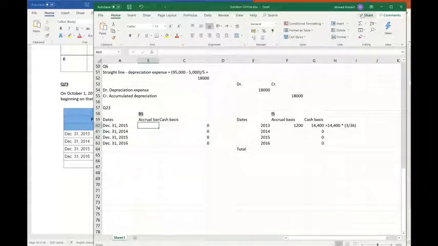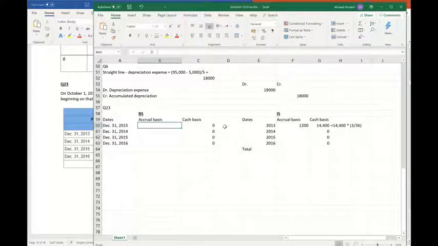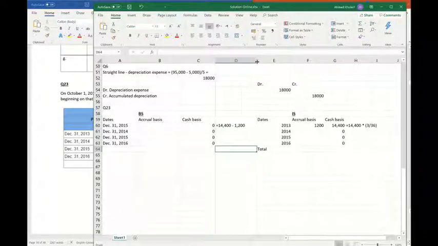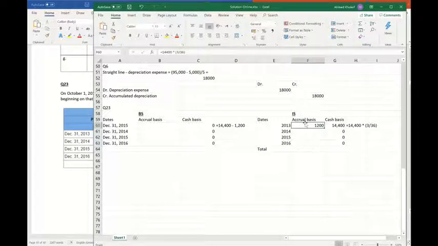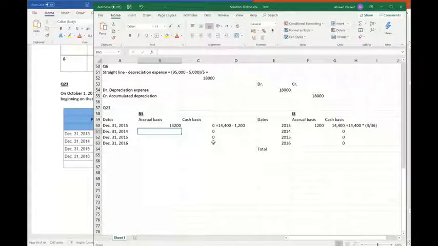So this is mainly the same again. This is accrual basis, but under balance sheet, the remaining amount will be the difference here between 14,400 and take away the amount used, which is 1,200, which is merely affecting the income statement. So this amount will be under assets here, which is 13,200.